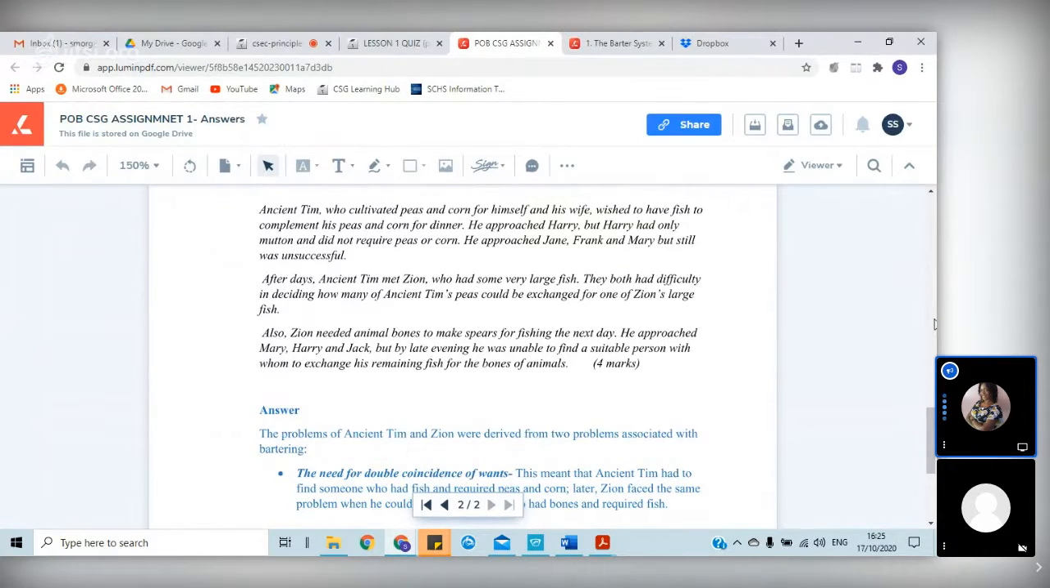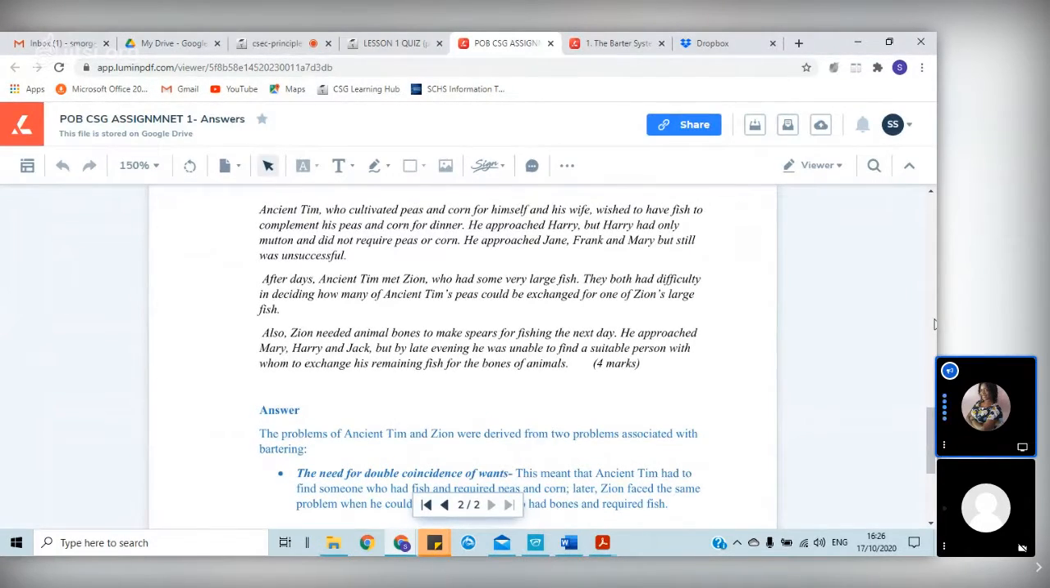He approached Harry, but Harry had only mutton and did not require peas or corn. He approached Jane, Frank, and Mary, but still was unsuccessful. After days, ancient Tim met Zion, who had some very large fish. Now they both had difficulty in deciding how many of ancient Tim's peas could be exchanged for one of Zion's large fish. Also, Zion needed animal bones to make spears for fishing the next day.